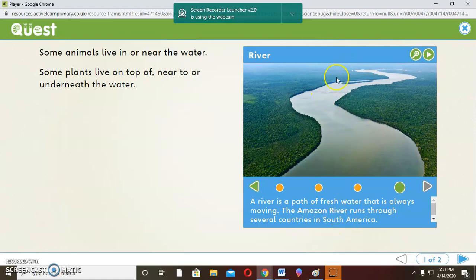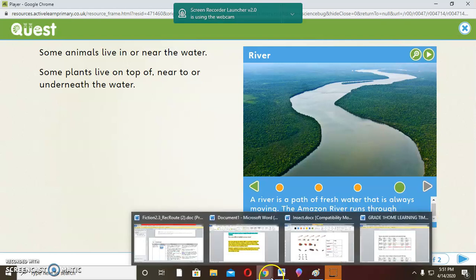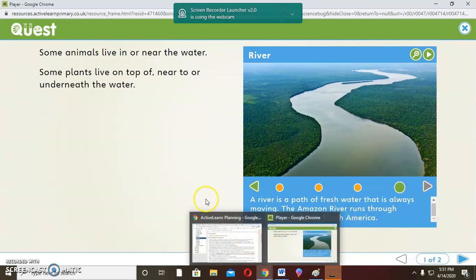So are you seeing this river? You can see there are some plants and animals that can be found in the river. Can you name at least one animal that can be found in a river? Which animal do you think we can find in a river? Name it.